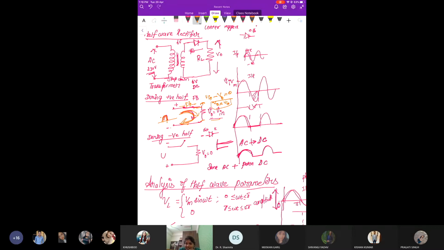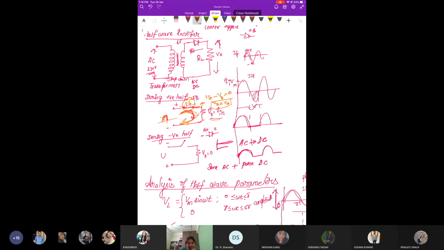Here I didn't consider the voltage across the diode. Here I am considering the diode as an ideal diode. Ideal diode means whenever it is forward biased, there will be a current flow. We are not going for the practical diode. Here I have made an assumption. It is an ideal diode.